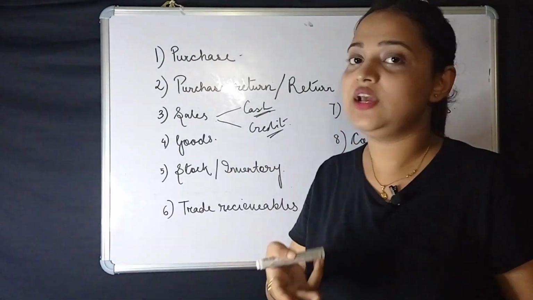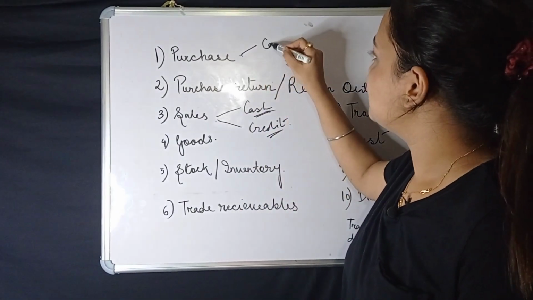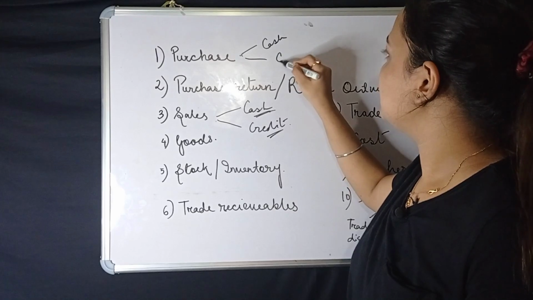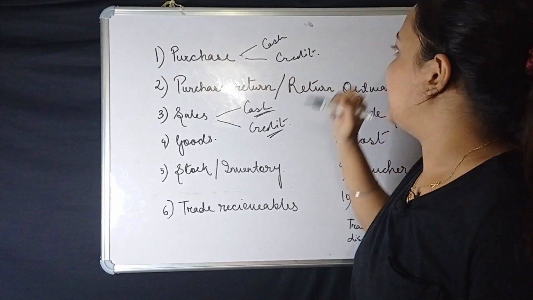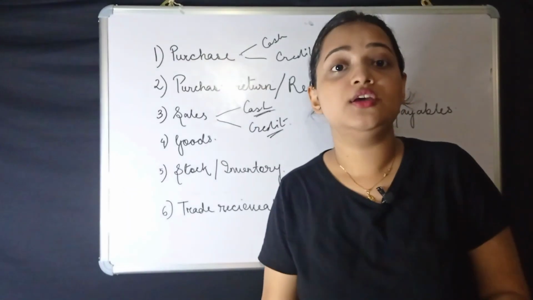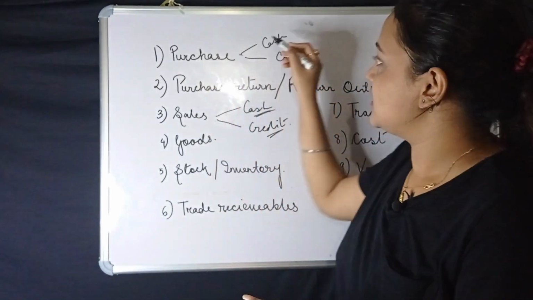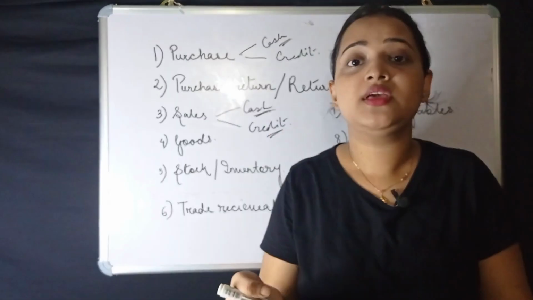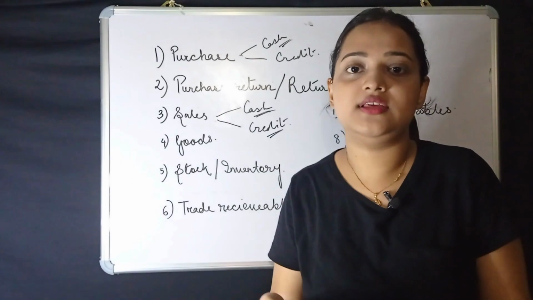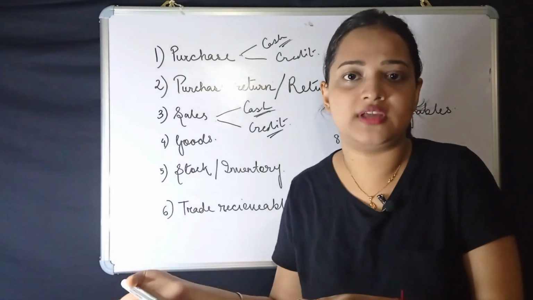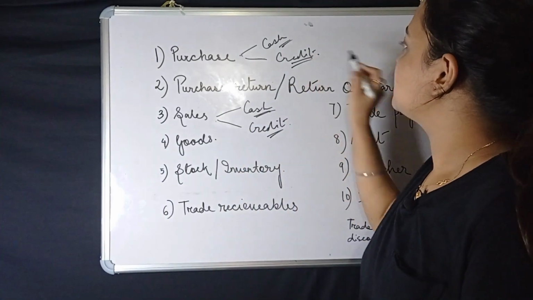Okay. Similarly, I forgot to tell you, even the purchase is of two types. Cash purchase and credit purchase. So when I purchase something and I give the money to the seller immediately, it is known as cash purchase. And when I tell the seller that I'll pay you after a certain amount of time, then it is known as credit purchase.